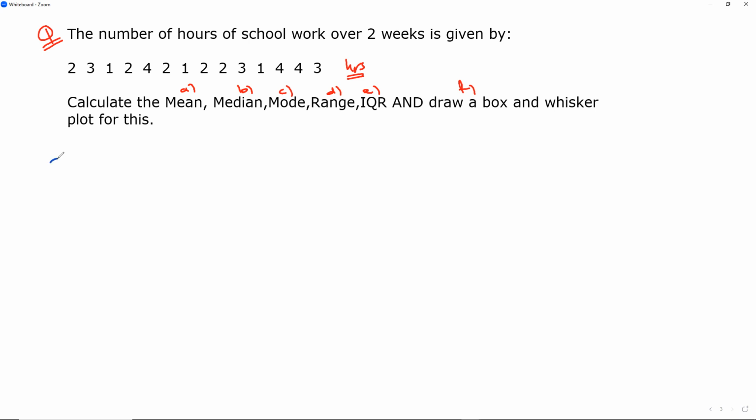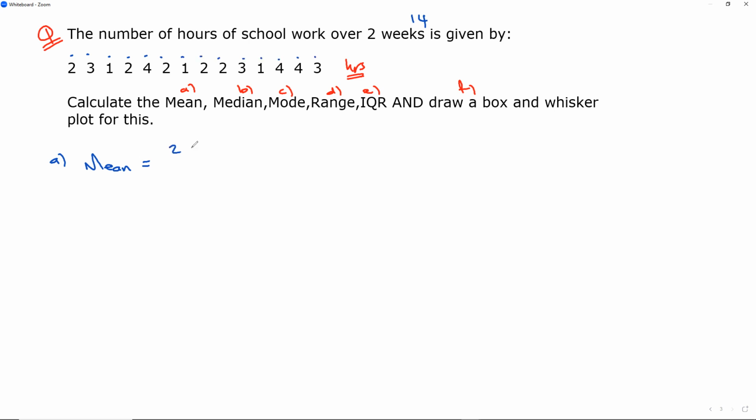Now the mean is your average, right? So for the mean, we are going to add all the values up and divide by the total number of values. 2 weeks means that we have 14 values, right? 2 weeks implies there's 14. We can check: 1, 2, 3, 4, 5, 6, 7, 8, 9, 10, 11, 12, 13, 14.